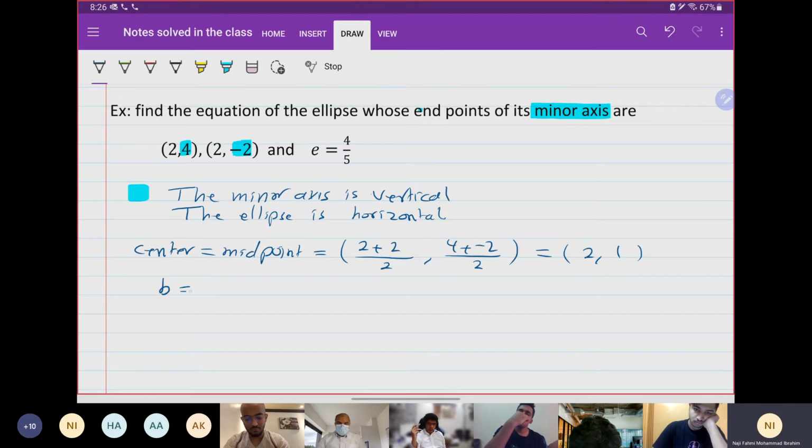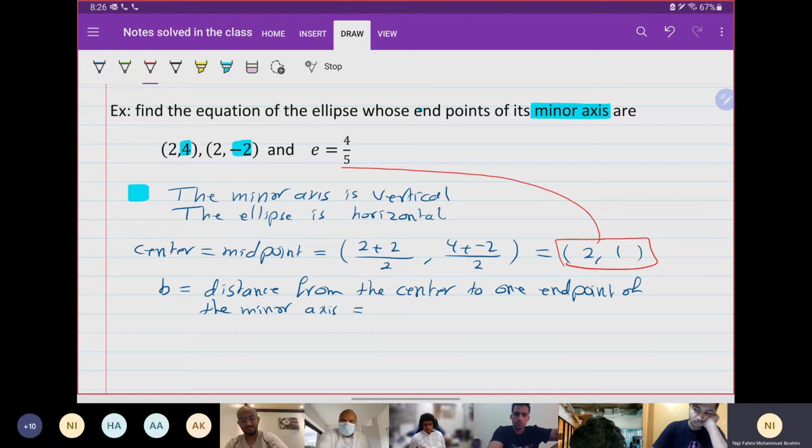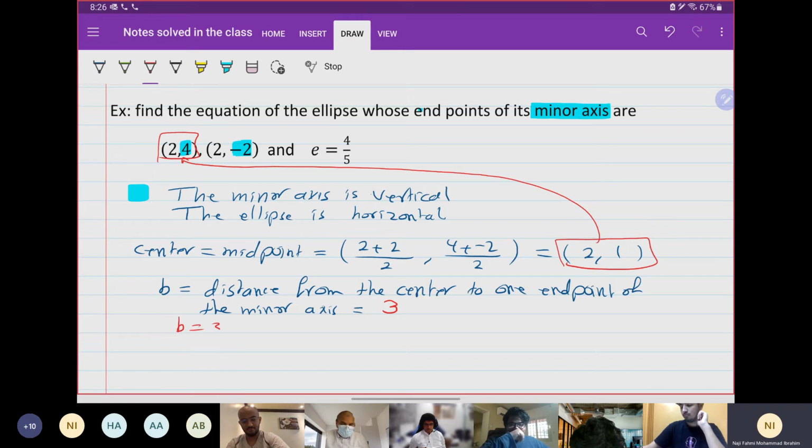The B in the equation means the distance from the center to one endpoint of the minor axis. Now, what's the distance, Shabab, from the point (2, 1), let's say, to the point (2, 4)? What's that distance? 3. It's 3. So the value of B is, let's say that B is 3.